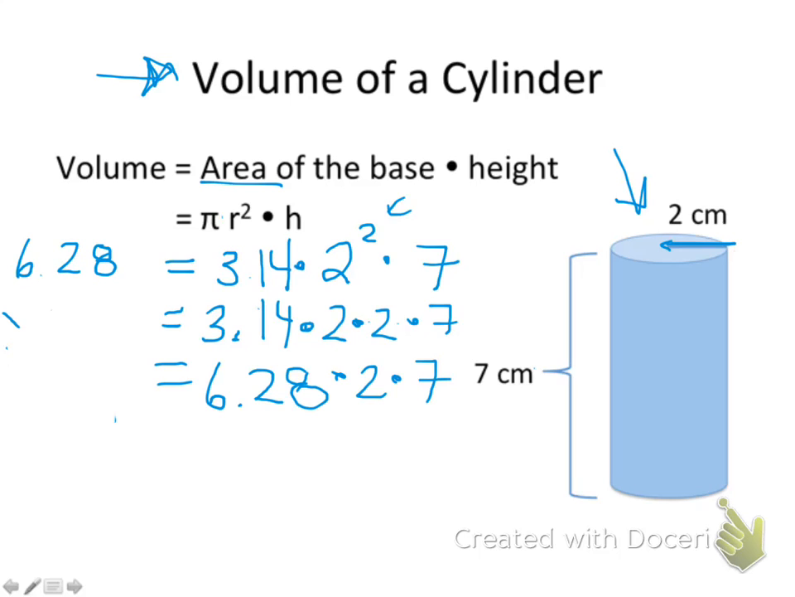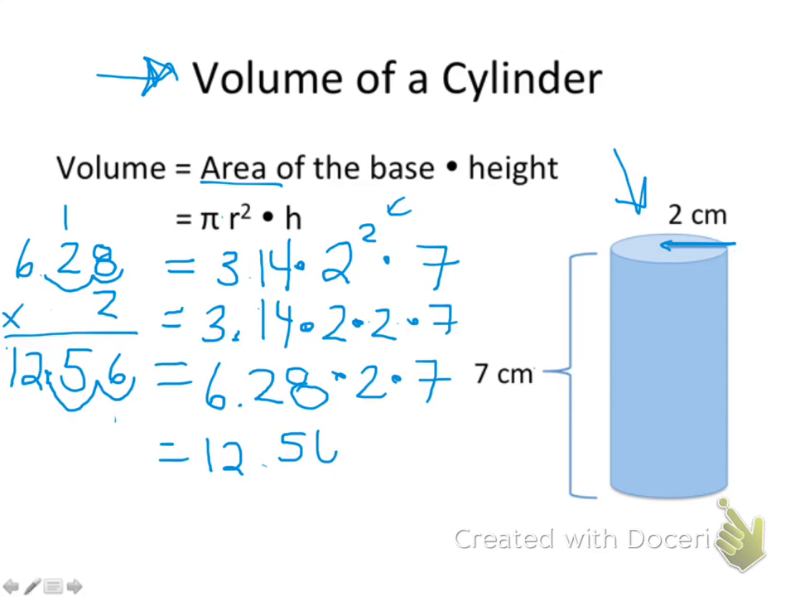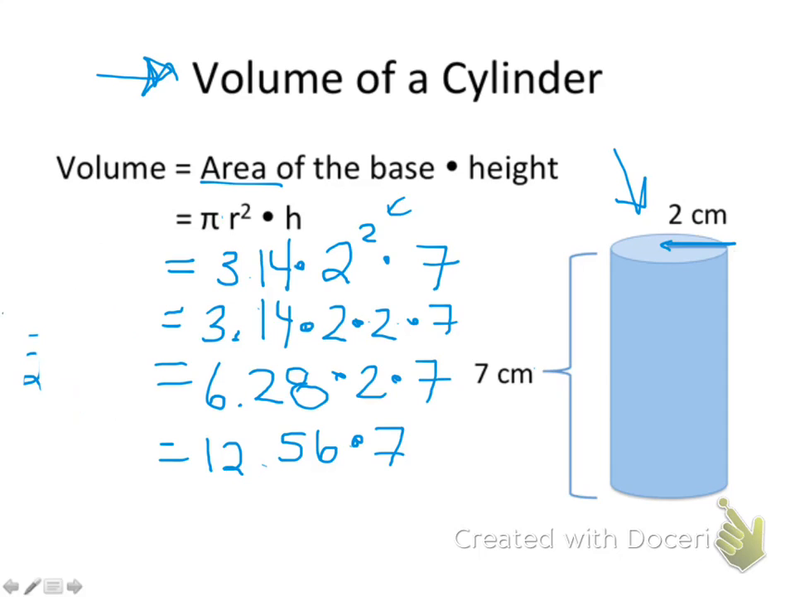6.28 times 2. 2 times 8 is 16, 2 times 2 is 4, plus 1 is 5, 2 times 6 is 12. And we have 2 decimal places, so 1, 2. We get that that is equal to 12 and 56 hundredths. Now we still have our times 7 left here. So now we're going to multiply 12 and 56 hundredths times 7.